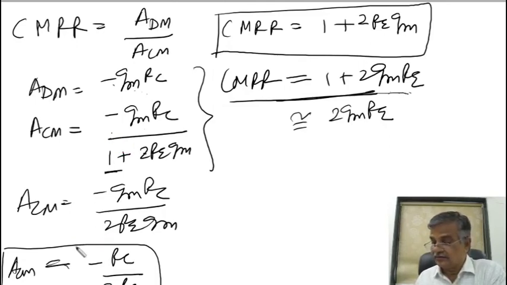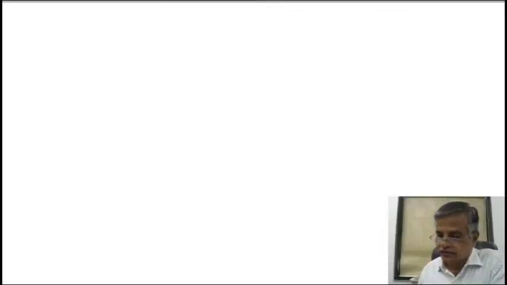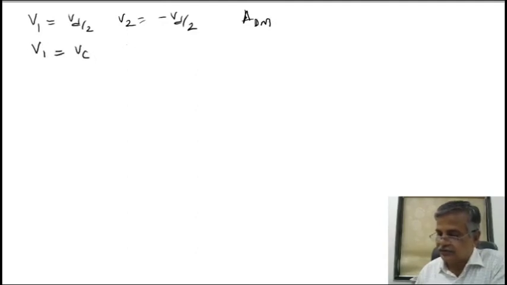Now here, we have just discussed that V1 is equal to Vd by 2 and V2 is equal to minus Vd by 2, and we have derived the equation of differential gain. Then we have taken V1 is equal to Vc and V2 is equal to Vc. Then we have derived the equation of ACM. From this we have derived the equation of CMRR.